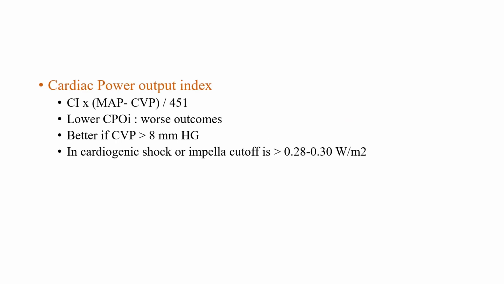Next is cardiac power output index. Cardiac power output index is cardiac index times MAP minus CVP. That is how much power the heart is generating. CVP is a right-sided filling pressure and the heart is generating a MAP. So it is MAP minus CVP times cardiac index divided by 451. Lower cardiac power output index means worse outcomes, and it is better if the CVP is more than 8. We have to aim for a cardiac power output index of 0.28 to 0.3 watts per meter square for a patient in cardiogenic shock or on Impella.